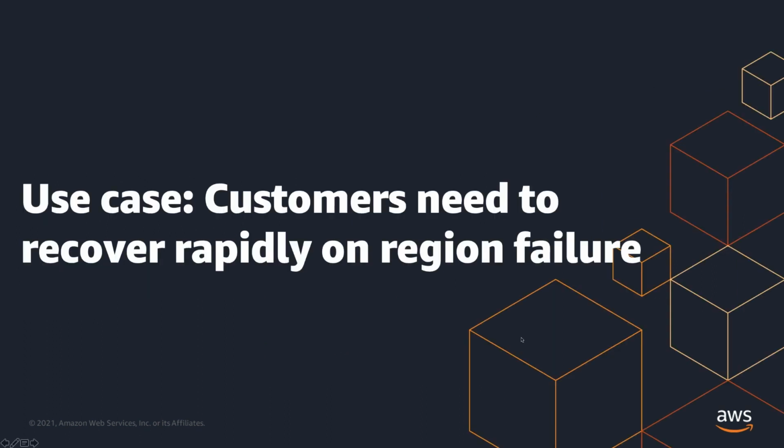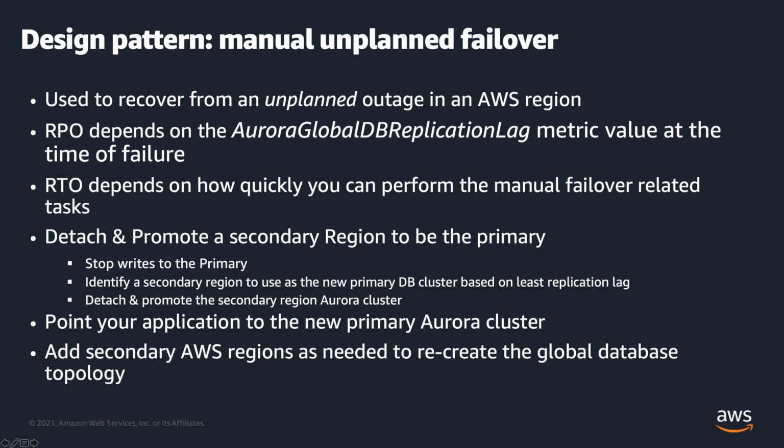Now let's take a look at our next use case, customers who need to recover rapidly on region failure. On very rare occasions, your Aurora Global database might experience an unexpected outage in its primary AWS region. If this happens, your primary Aurora database cluster and its writer node aren't available, and the replication between the primary cluster and the secondary ceases. To minimize downtime or RTO and data loss or RPO, you can work quickly to perform a cross-region failover and reconstruct your Aurora global database topology. We recommend that you understand this process before using it.